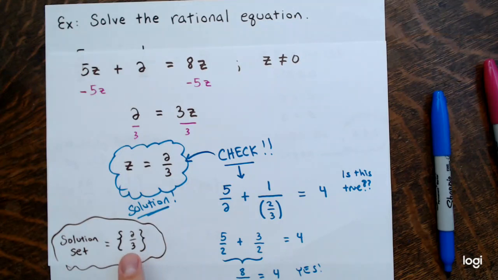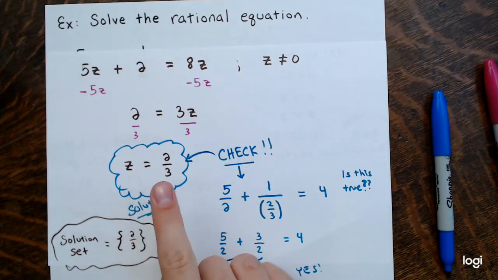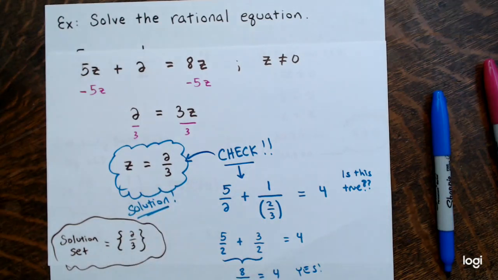I'm not going to be doing this for future examples. I'm just putting the rest of the examples on this video. I'm just going to do it this one time, but just know you might see this in some texts. But I'm just going to circle this. Z equals 2/3 works. Okay, great.